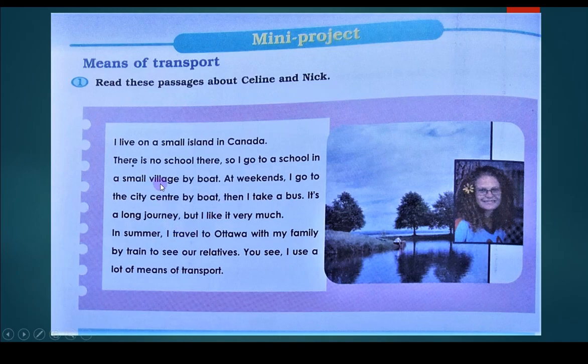Now, before reading the first passage about Celine, let's take a look at this picture.